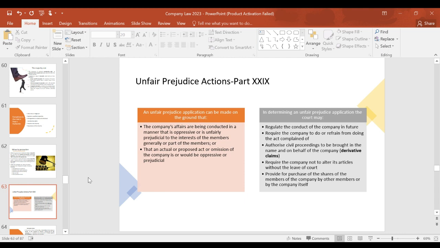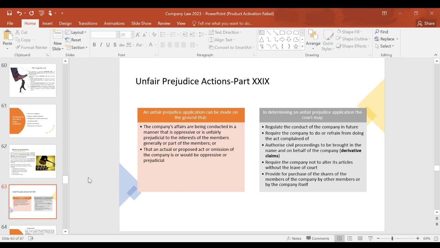And these derivative claims are being brought by one person in their own name on behalf of the company. And of course, the court can authorize such kind of proceedings to be brought as one of the remedies that a person who brings unfair prejudice action can get from the court.